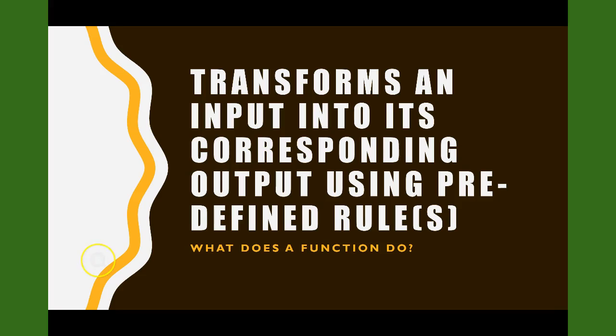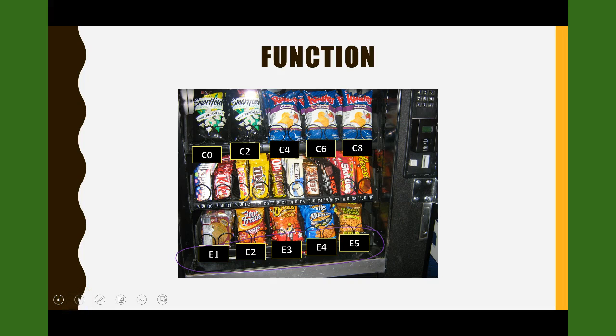Now, think of this as, again, going back to the vending machine. If I pressed E3, the vending machine will give me Cheetos. If I pressed C6, the vending machine will give me Ruffles. So the vending machine is like a function, because it transforms the input, the letter-number combination that I type, and gives me back the snack that I want.